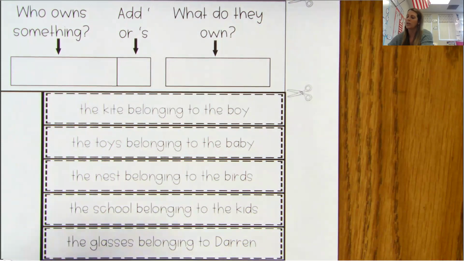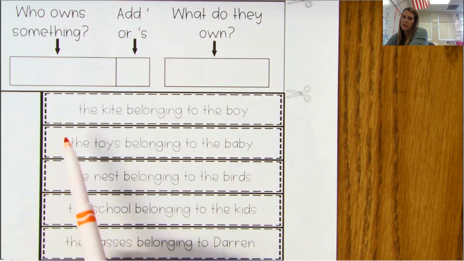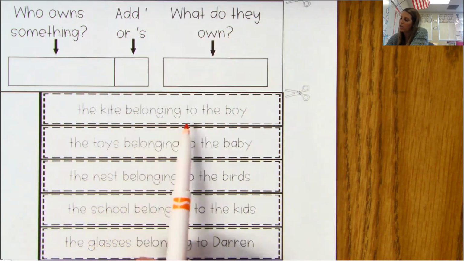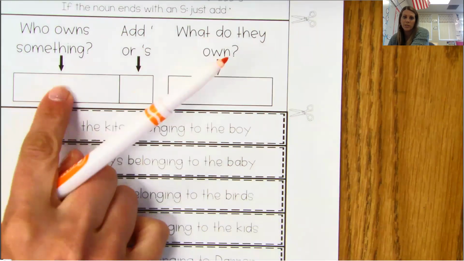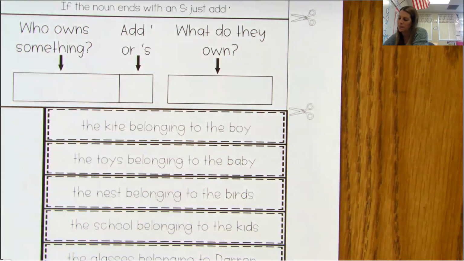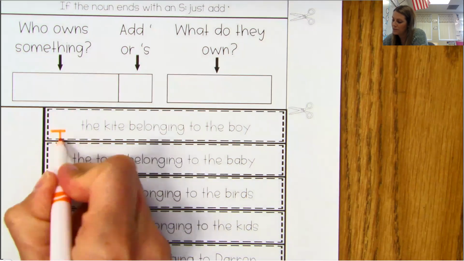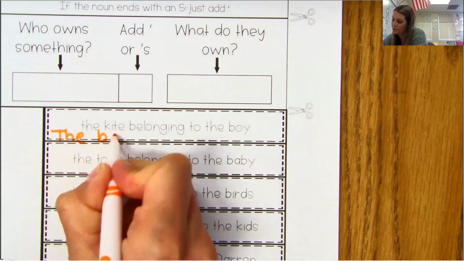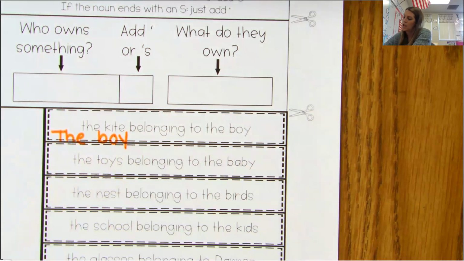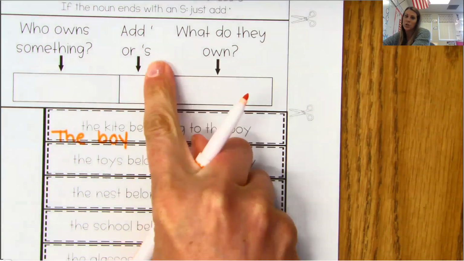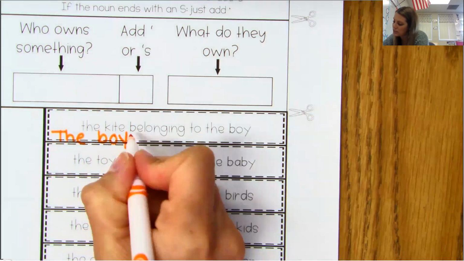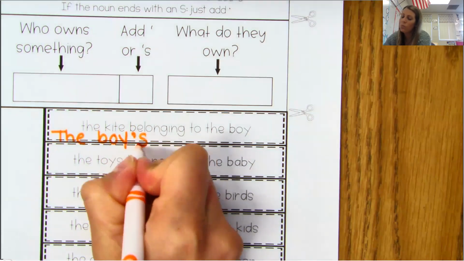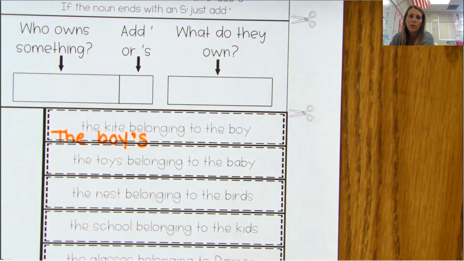All right, so let's look at our first sentence. The kite belonging to the boy. All right, well, who owns it? The boy, all right? What do we add to show that he owns it? An apostrophe S. And what does the boy own? Well, he owns the kite.